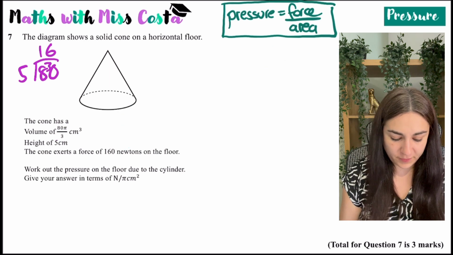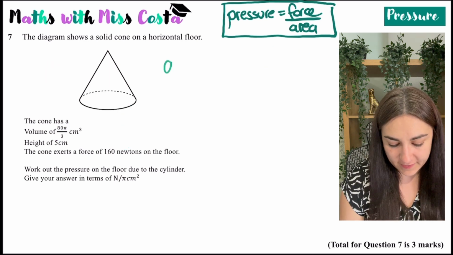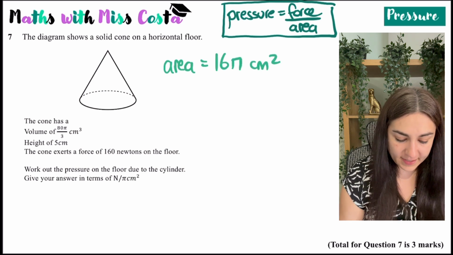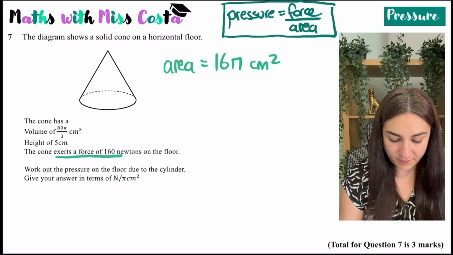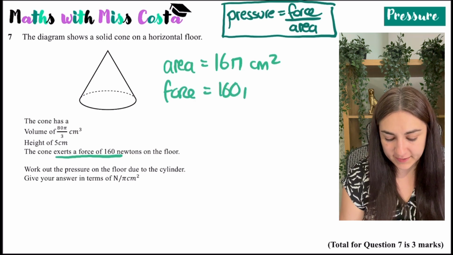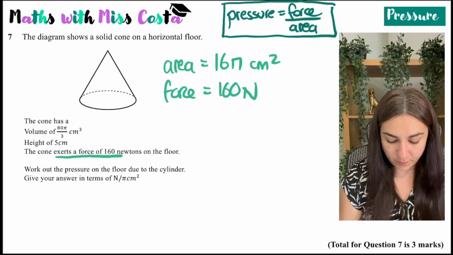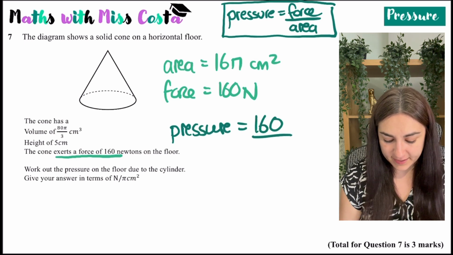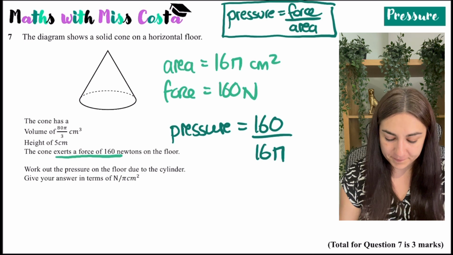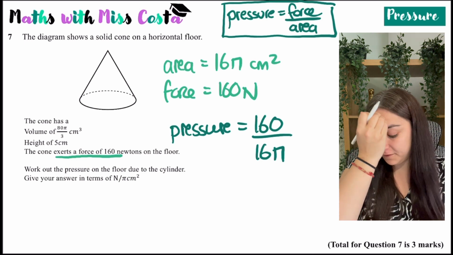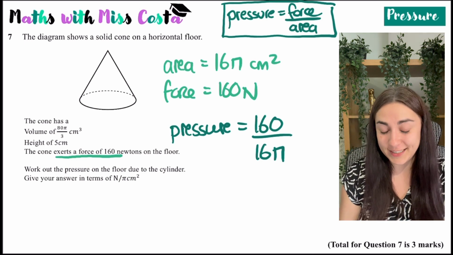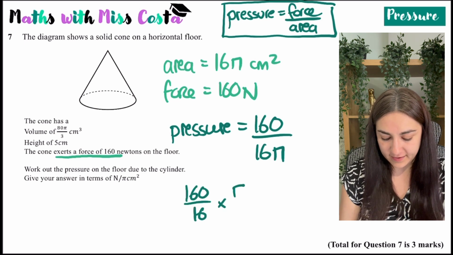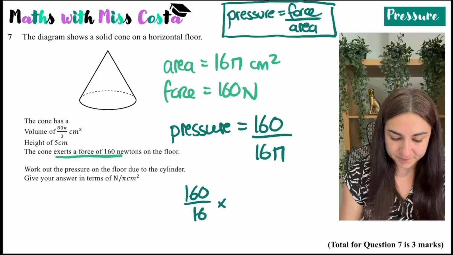So thank you, volume of a cone, for that piece of information. So the area is 16 pi centimeters squared, and I am told that the cone exerts a force of 160 newtons. And how do I work out pressure? Well, pressure is force, which is 160, divided by area, which is 16 pi. So if these kinds of things confuse you when you've got a fraction like this, you can just split it up into 2 fractions. So the numerical part and the pi part.